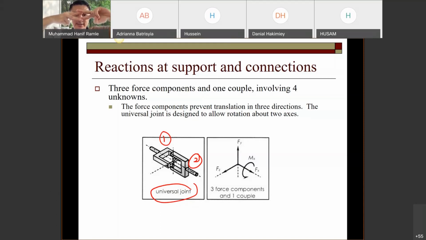You can see number two cannot go up, cannot go left, cannot go anywhere in any direction because of the restriction of number one. But for rotation, there are some possibilities of rotation, like this one.